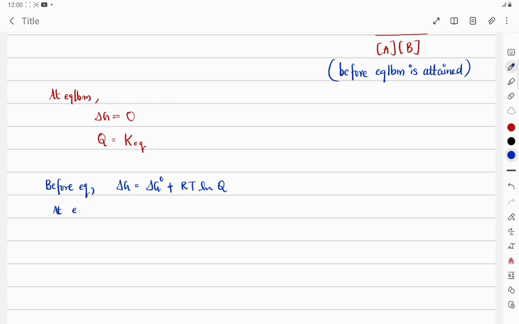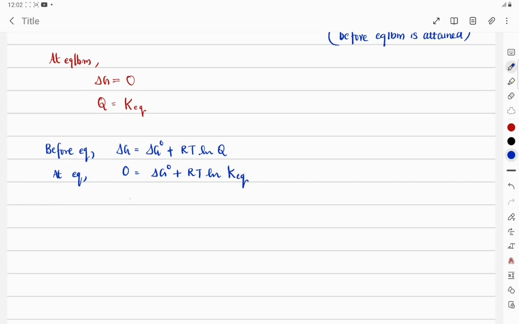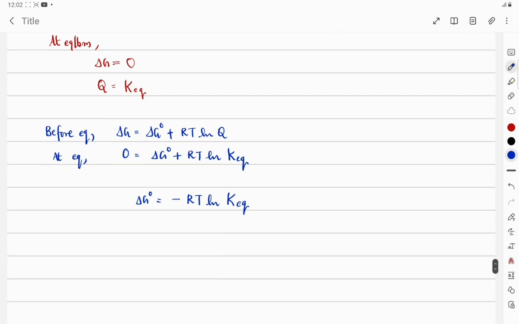At equilibrium, we can rewrite it as 0 is equal to delta G0 plus RT ln K equilibrium, which is the equilibrium constant. Now what will be delta G0? Delta G0 will be equal to minus RT ln K equilibrium. Okay, this is one important equation, that is at equilibrium your delta G0 will be equal to minus RT ln K equilibrium.